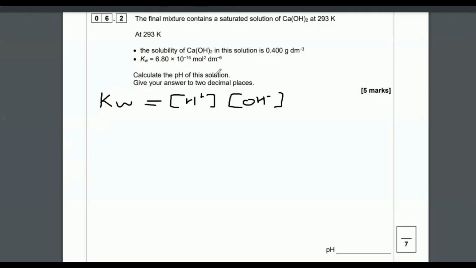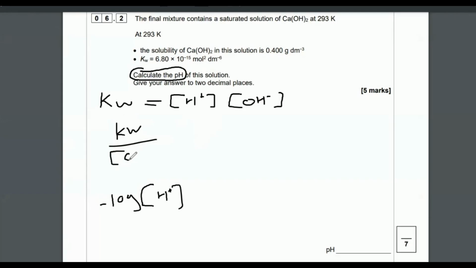So essentially, the command is to calculate the pH. And in order to calculate the pH, remember, I need to do the minus log of the hydrogen ion concentration. So we need to minus log the hydrogen ion concentration in our calculator. So we need to find that. So I need to rearrange this. I want to do Kw divided by the hydroxide ion concentration. And that is going to give me the hydrogen ion concentration. See if you can work that out.